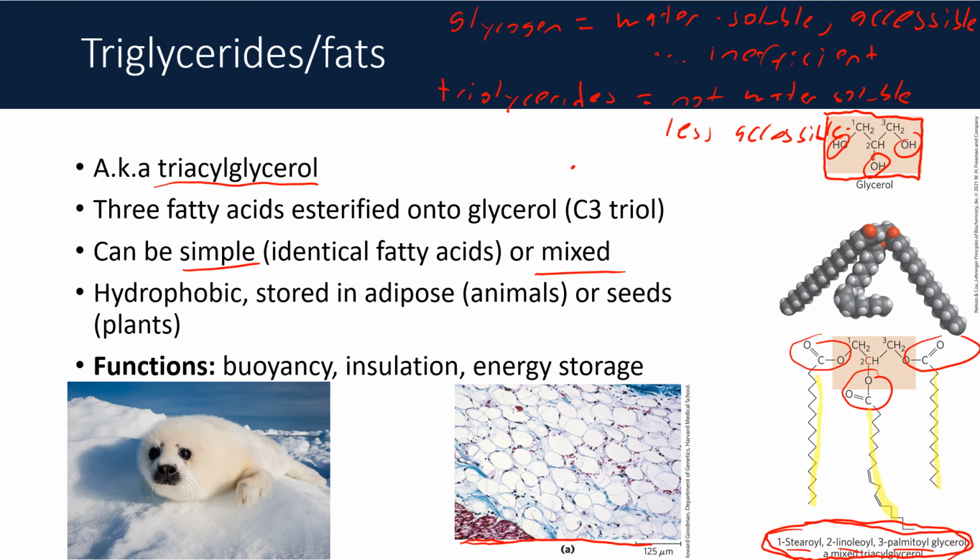But there are perks to having a very inert food storage molecule. Yes, the energy density of this food storage molecule is efficient, because these are way more reduced than glycogen is. But not only that, the extreme hydrophobicity of the triglyceride molecule means that adipose tissue doesn't carry a lot of water weight.